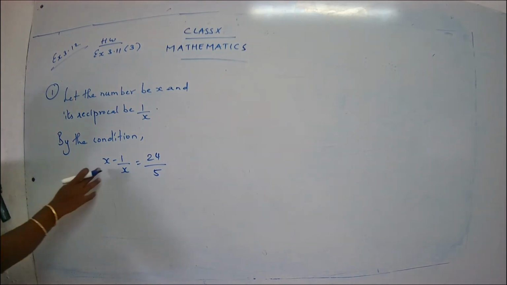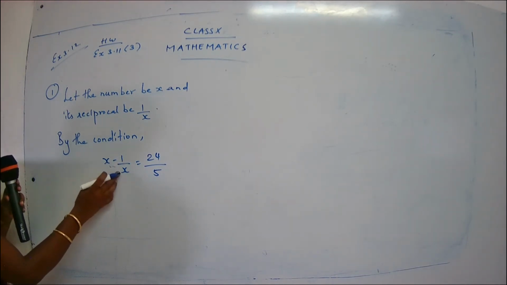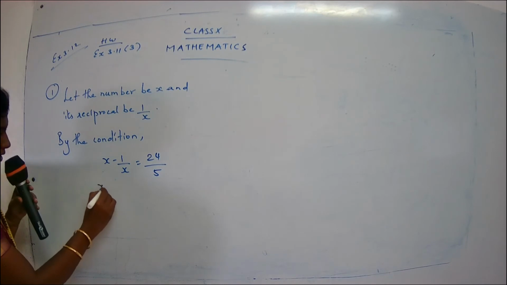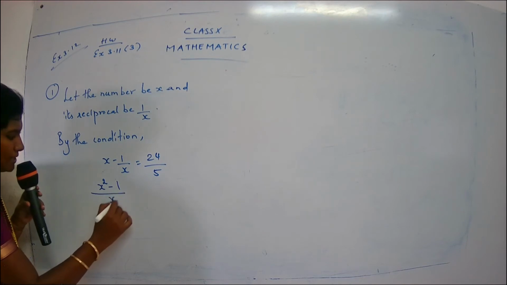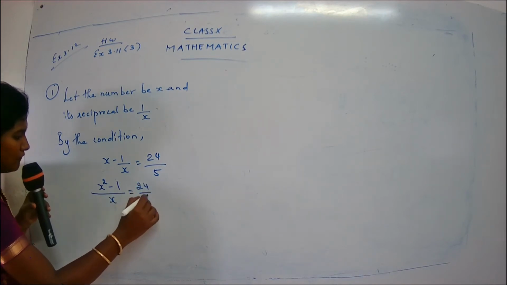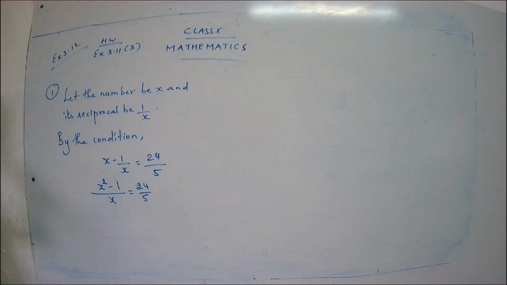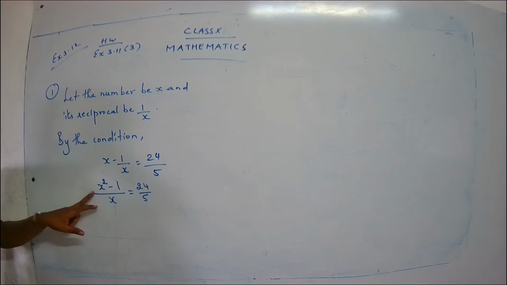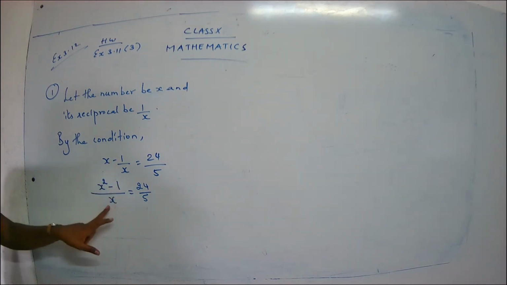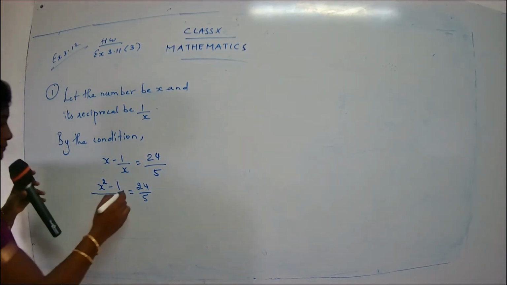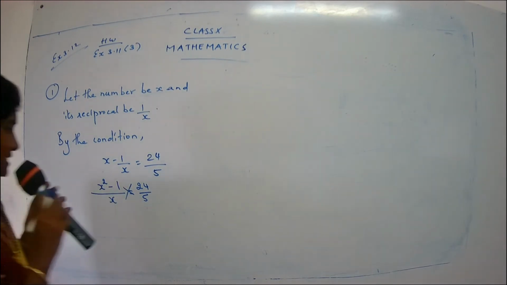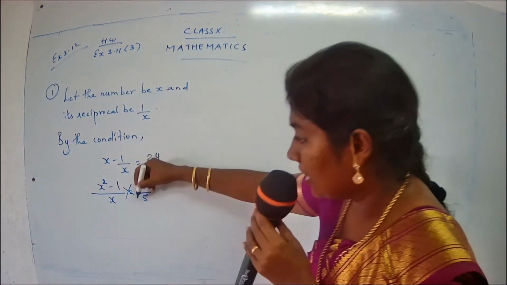Okay, so now here we have x minus 1 upon x. So let's take a cross multiplication. What is x into x? X square, okay. X square minus, this is 1. So x square minus 1 upon x is equal to 24 upon 5. So what do you get here? X square minus 1 upon x is equal to 24 upon 5. Is it clear, children? X into x, x square minus 1 upon x is equal to 24 upon 5. Now again we are going to cross multiply and we are going to simplify it further. Let's see the simplification.